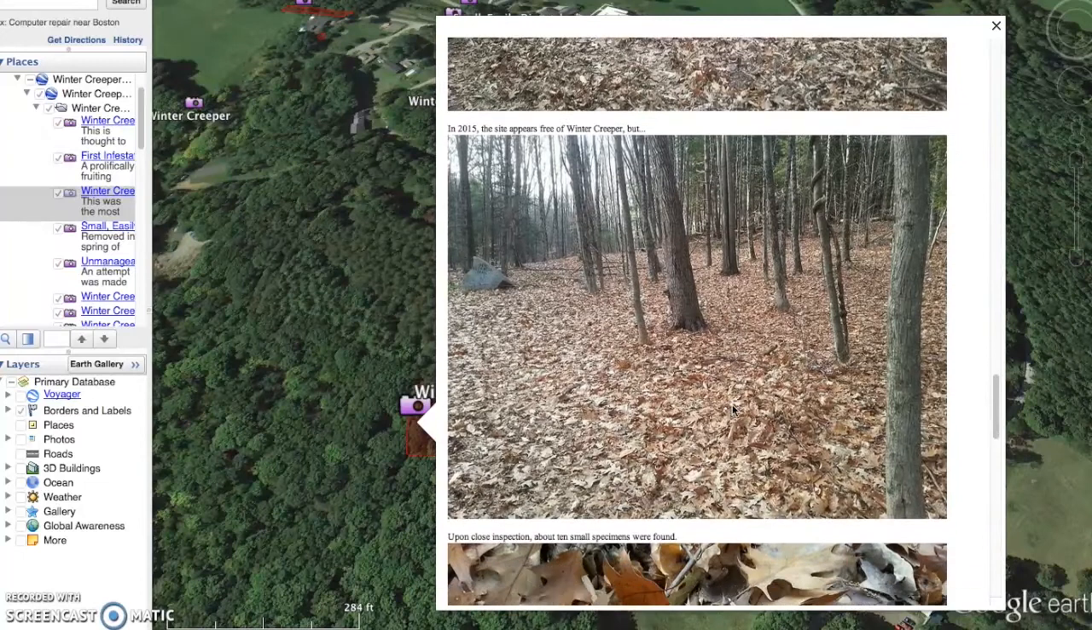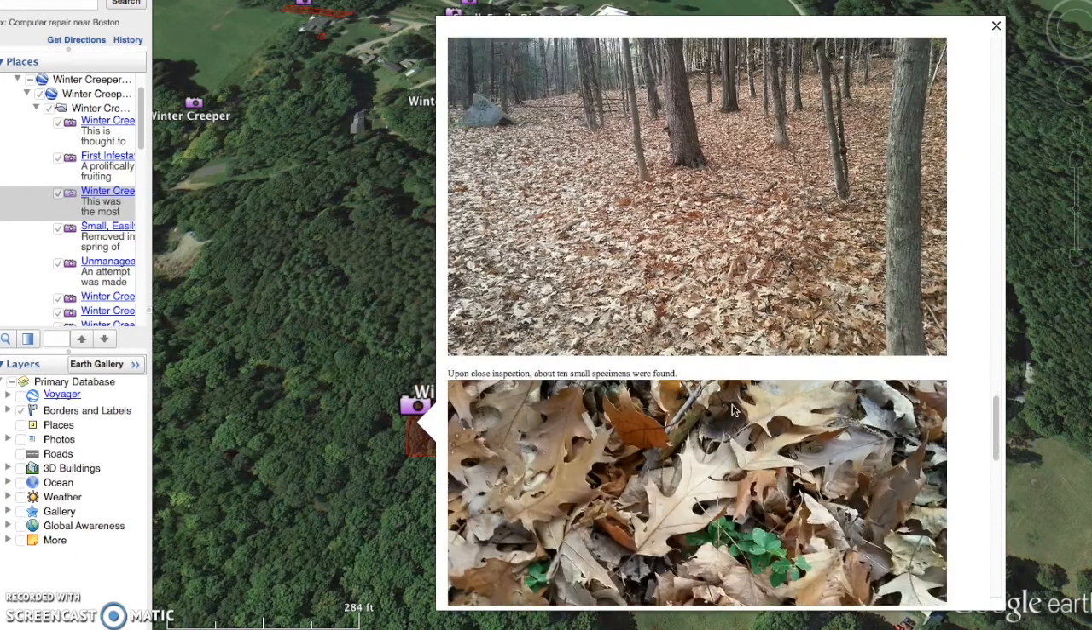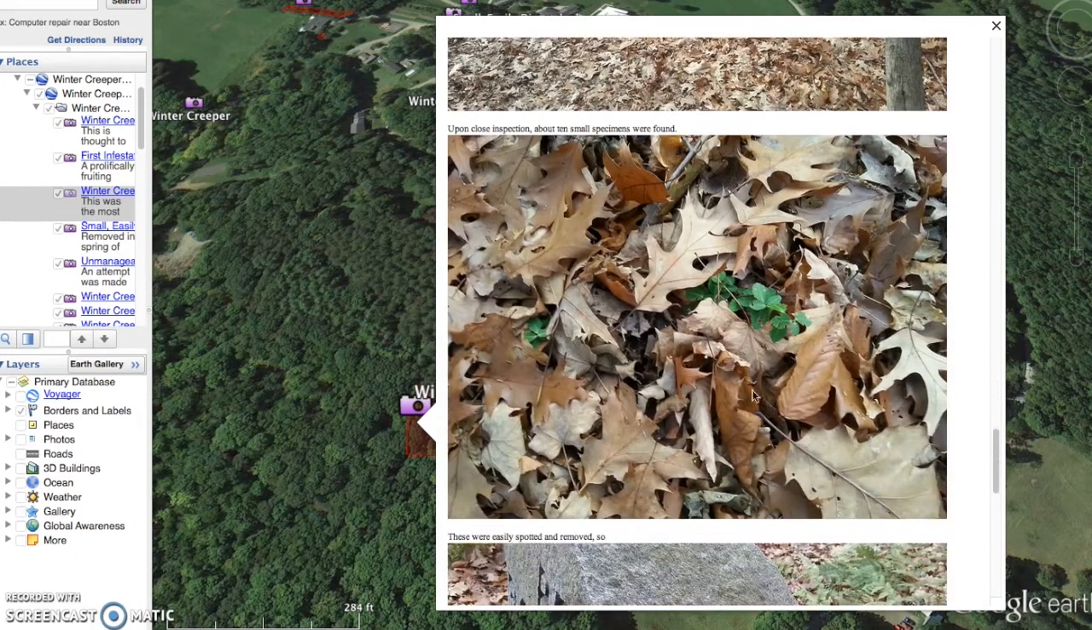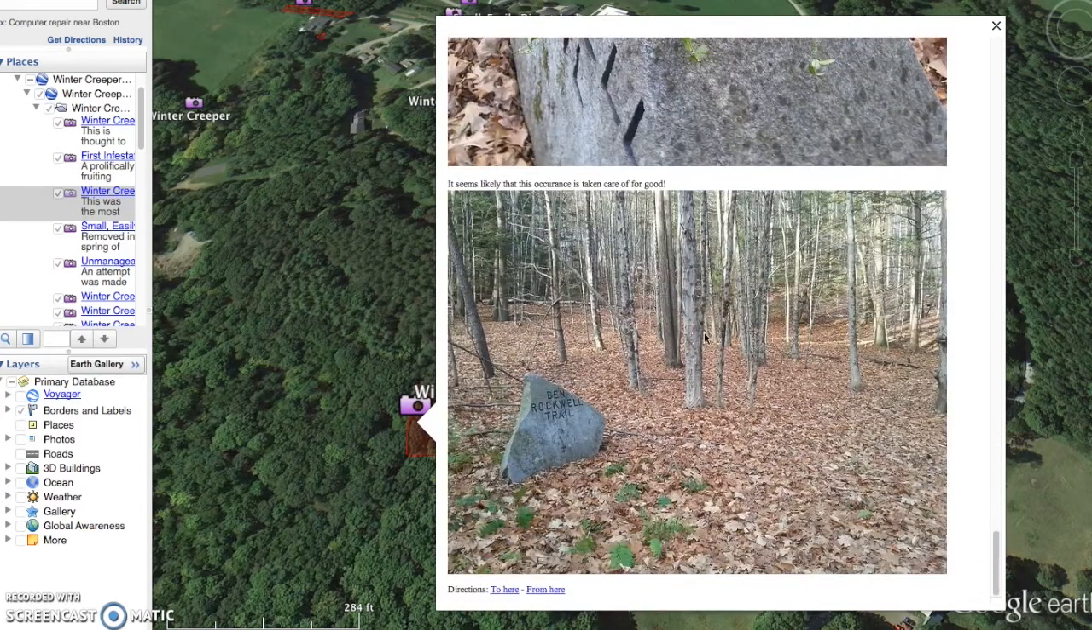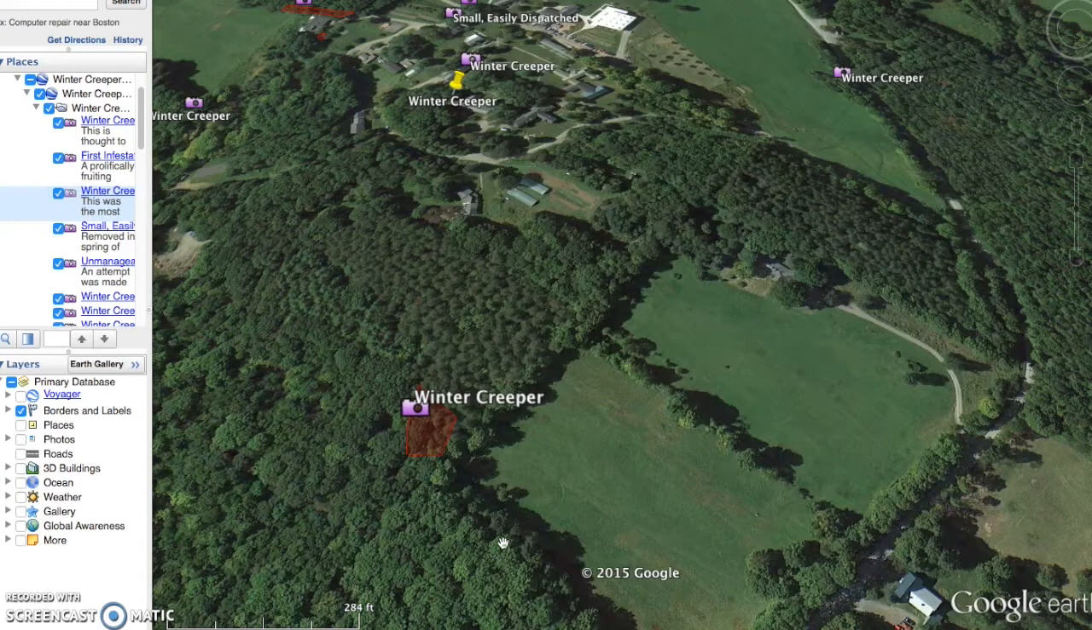I went back, I guess it's 3 years later this fall, and took a look at the site. It looked pretty good, but I did find 10 or 12 of these little sprouts, which were extremely easy to remove. So I would say that occurrence has been taken care of. So it doesn't grow extremely rapidly, but it does grow inside the forest instead of along the disturbed areas where we find so many of the other plants.